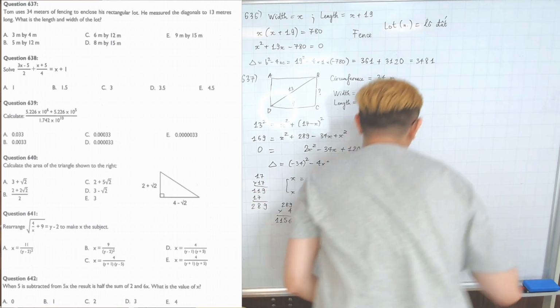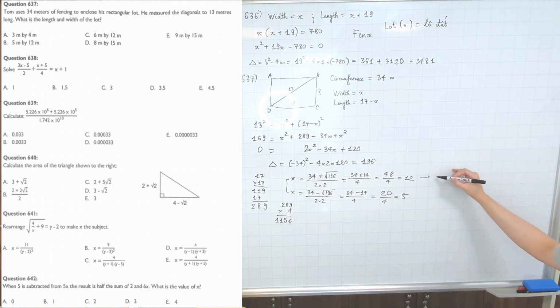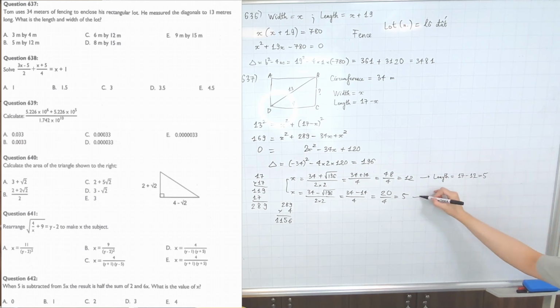So length. If x is 12, then length is going to be 17 minus 12, which is 5. But if x is 5, then the length is 12. So one of them is 12, one of them is 5. It doesn't matter length or width, right? So the answer is B. Very good. 5 meter by 12 meter.